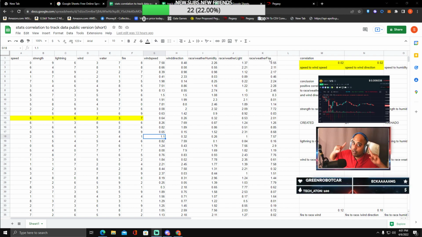Okay, do not jump to conclusions yet. What I want you to understand is that we are comparing speed versus everything at first, strength versus everything at first, lightning versus all the track data, wind versus all the track data, water versus all the track data, fire versus all the track data, to establish how your Pega's speed is affecting a track's data. So if the speed on a Pega is higher, how is it impacting the different track states? That's what we are going to find out in this video.